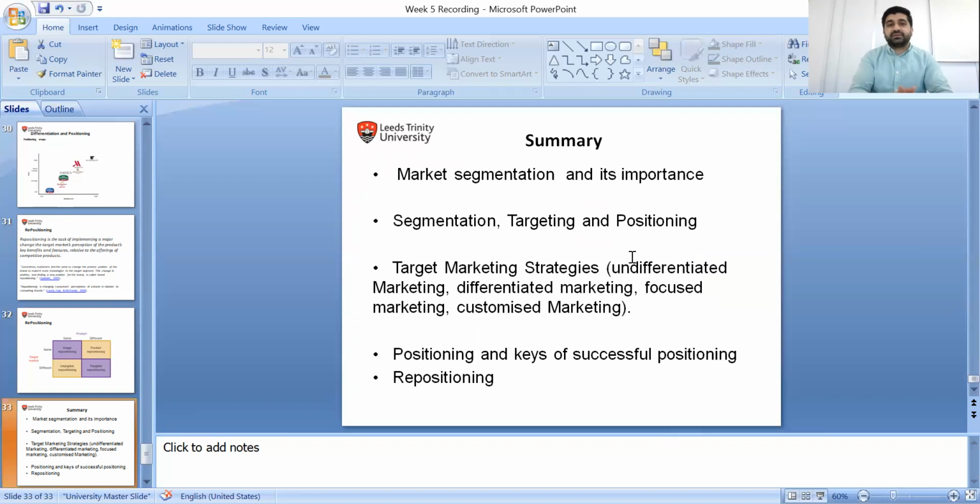The summary of this lesson is what we discussed today. We talked about market segmentation and its importance. We discussed segmentation, targeting, and positioning. We talked about target marketing strategies: undifferentiated marketing, differentiated marketing, focused marketing, and customized marketing. At the end, we discussed positioning, then the successes of positioning, and then repositioning. So this was the lesson of the week. Thank you very much.